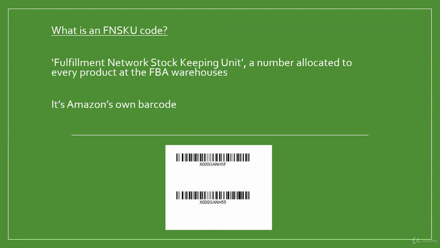At this point in the course, we have talked about FBA and why you should use it. We haven't talked about the procedure yet for sending your stock to FBA. We haven't got there yet. We'll be getting there a little bit later on. But when you do send your stock to FBA, to the warehouse, your units must have a barcode on them when they arrive at the FBA warehouse. If they don't, they'll be rejected. So they either must have a UPC code on them or an FNSKU.